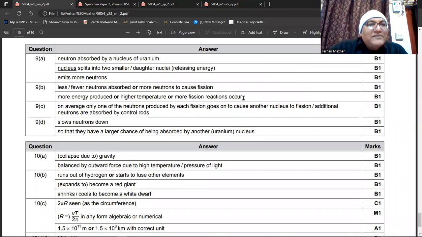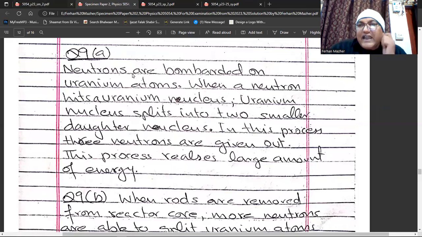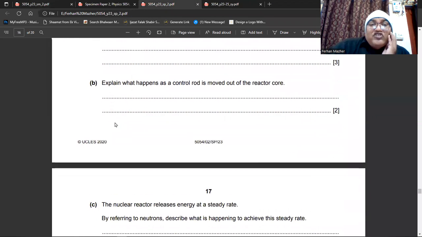Okay, the marking scheme says the neutron is absorbed by a nucleus of uranium. The nucleus splits into two smaller or daughter nuclei, releasing energy, and emits more neutrons. So our answer is right. This is the answer to question number 9A part. Okay, then the next question is question number 9B part.